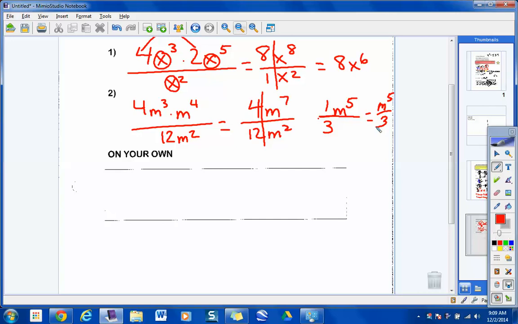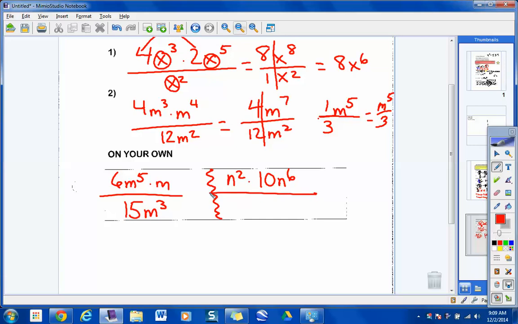Prove it to me that if you can handle these two problems, you're going to be in good shape today. So try these. I'm going to go 6m to the 5th up top here times m divided by 15m to the 3rd. And then this next one, let's go n to the 2nd times 10n to the 6th over 5n to the 3rd. See what you get with those two expressions real quickly. And check with someone when you're done.